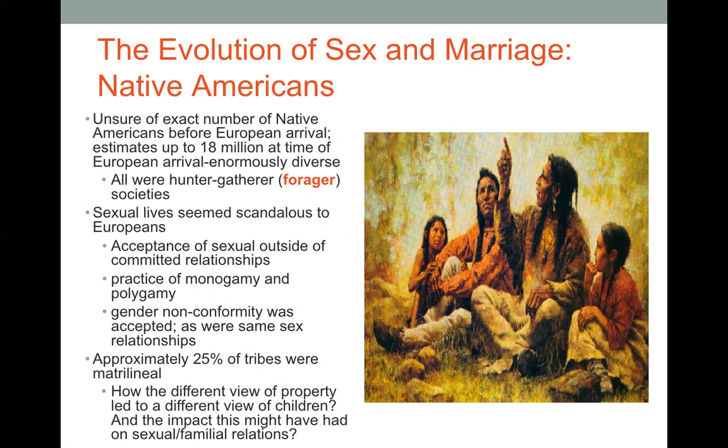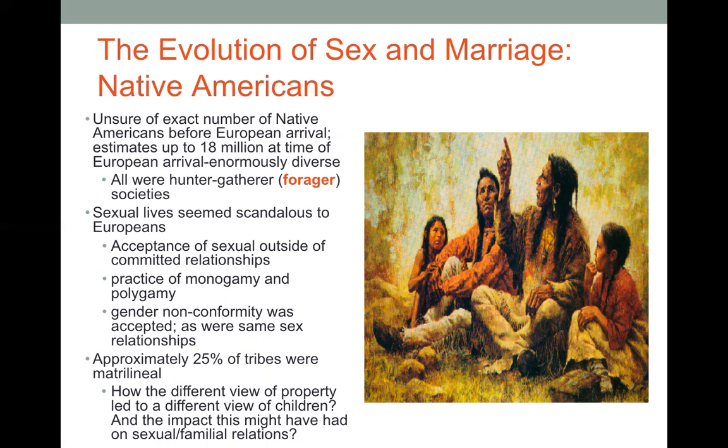And the fact that they were not staying in one spot was one of the things that probably contributes to some real distinctions that we see between these societies and the Puritan society. Admittedly, their sexual lives seemed particularly scandalous to the Europeans at the time. For one thing, there was acceptance of sexual relations outside of committed relationships. Depending on the society, there was oftentimes a practice of both monogamy as well as polygamy. Gender nonconformity was accepted, as were same-sex relationships.